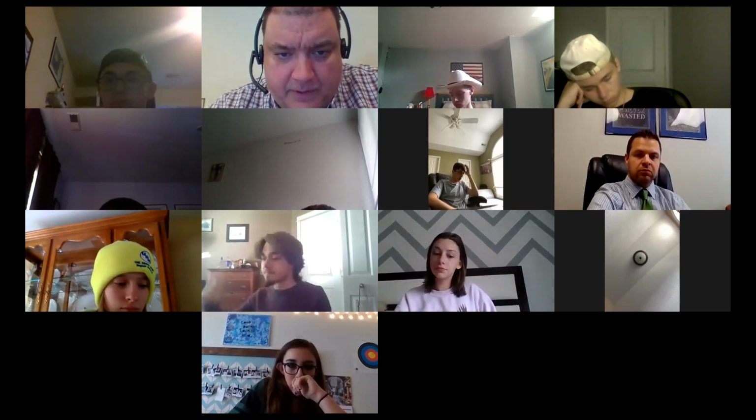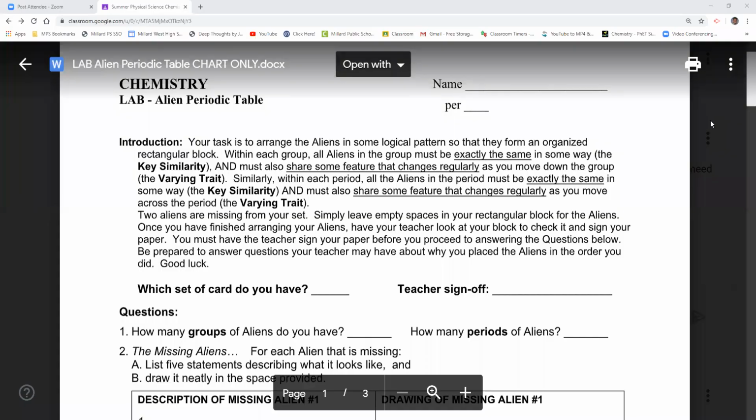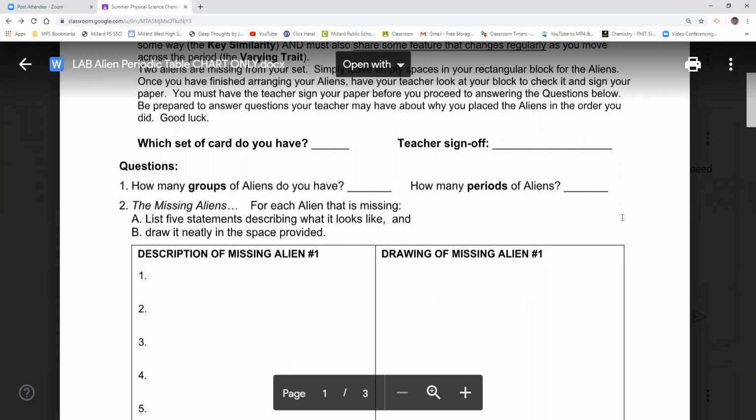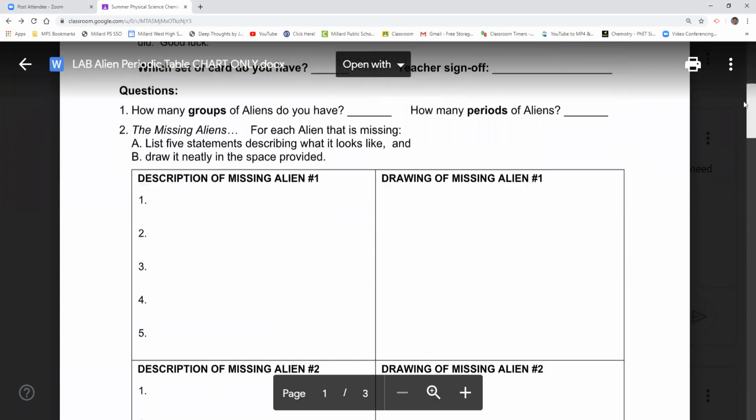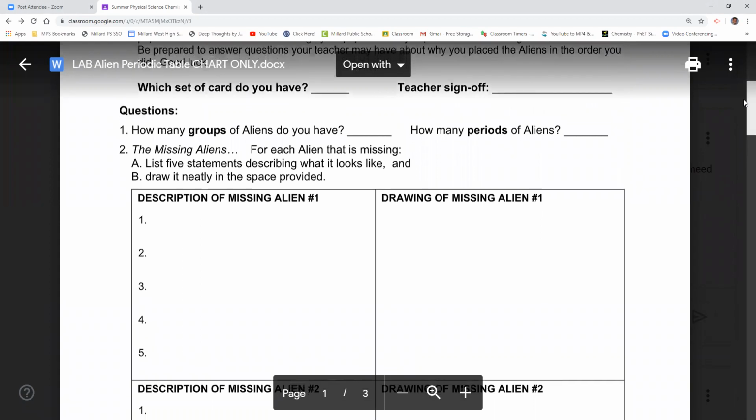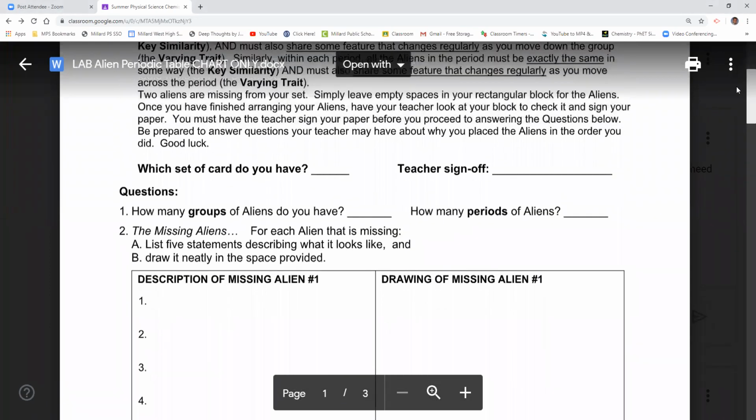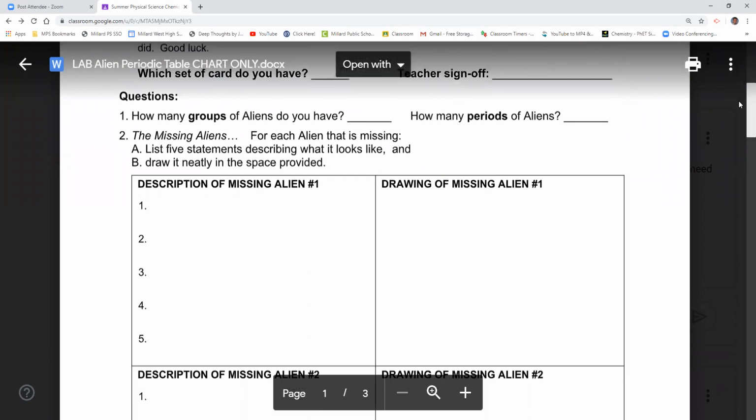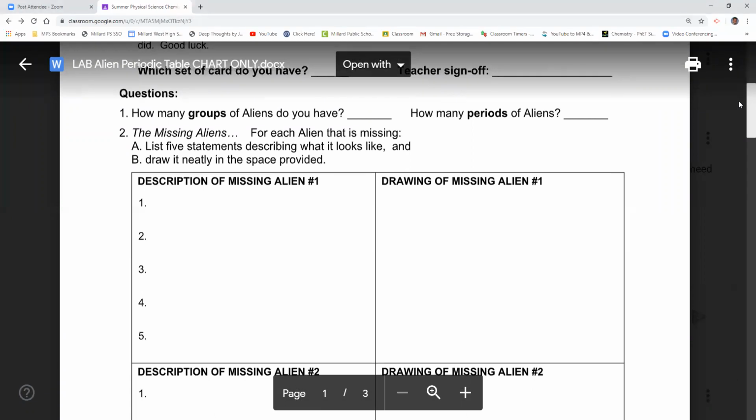All right, so what I want to do is this. I'm going to share with you now that same document we were looking at, and I'm going to go through. We're going to go back to this guy. As we do it, we're going to look at how many groups and how many periods we have. This first part is going to be identical for everyone, because we're going to be using the same set of aliens. In a minute, I'm going to pull up another screen where we're going to have 18 little stick figures. We're going to put them together in a group, and then we're going to determine how many groups we have, how many periods.